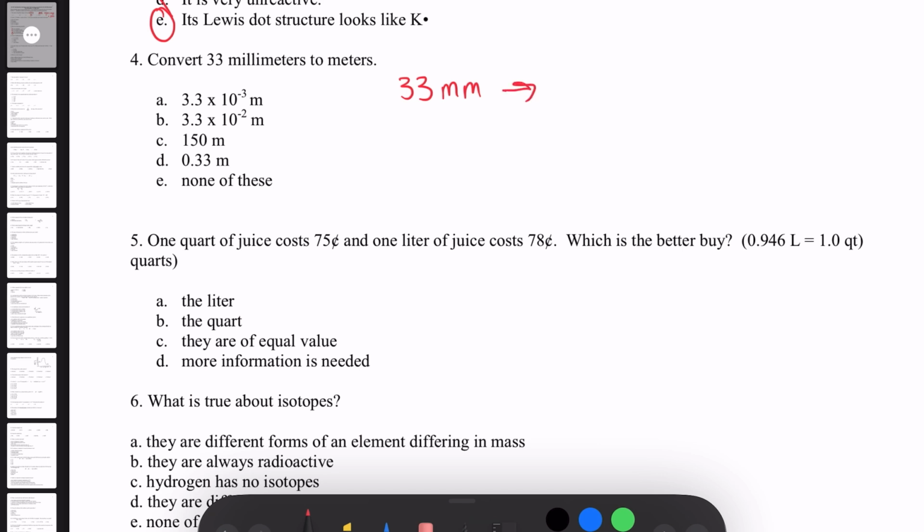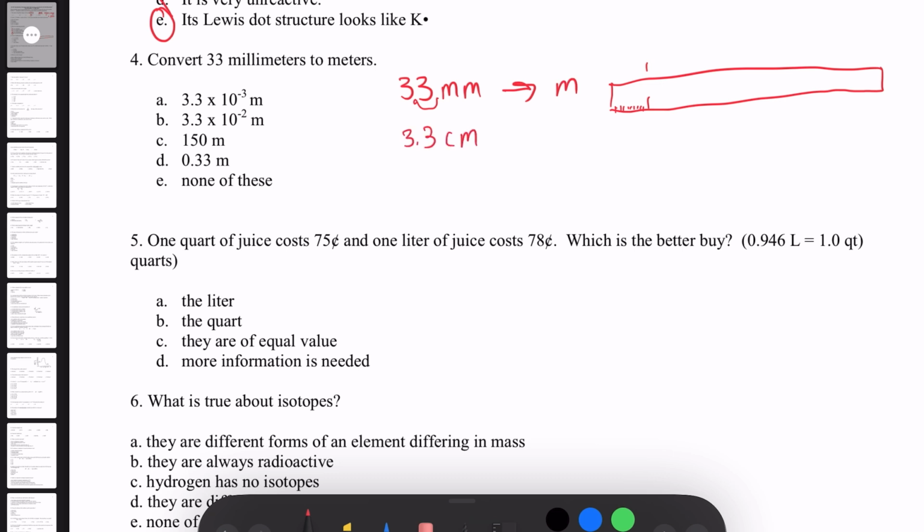into meters. Now, there's technically a conversion factor to use here, but for the sake of time and just to make it easier to understand, I'm going to draw it out for y'all. We're looking at a meter, like a meter stick. We have 10 millimeters, 3, 4, 5, 6, 7, 8, 9, 10 per centimeter. That's 1 centimeter.